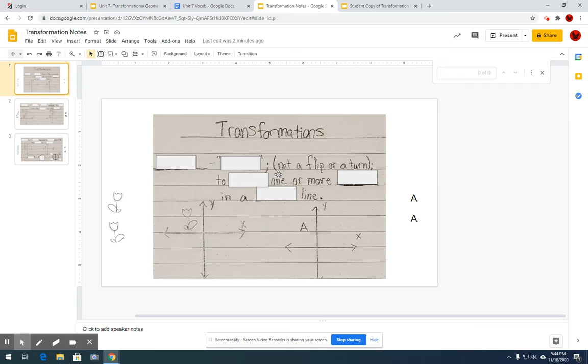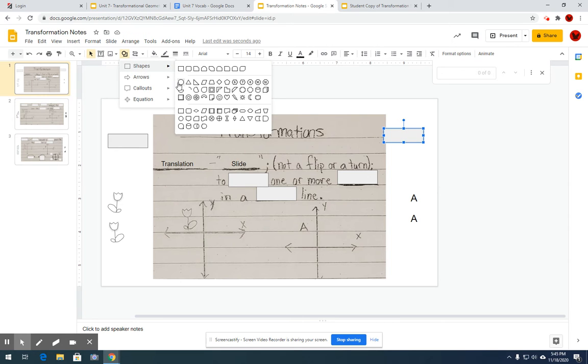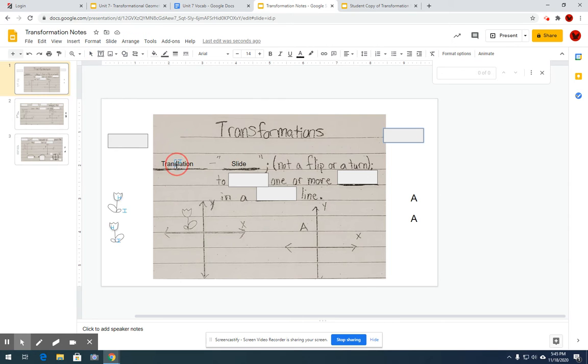Really, I guess there are four types, but we're going to look at the first three types, and then we're going to handle the fourth type, which is dilations, in a different way when we get back from Thanksgiving. But the first three types we're going to look at, type number one is a translation. Okay, now translations are a slide. Okay, translation slide. Okay, there's a way for you to remember this.